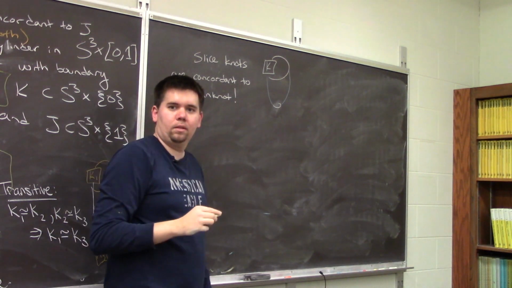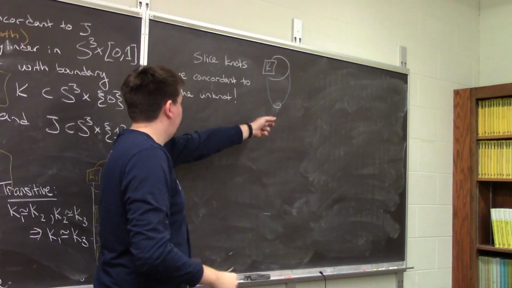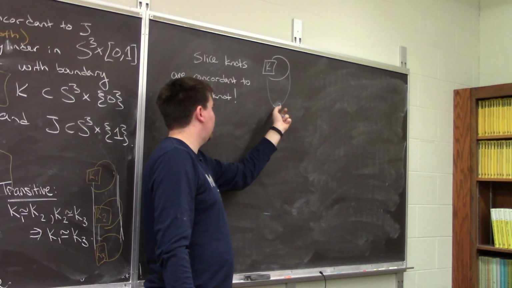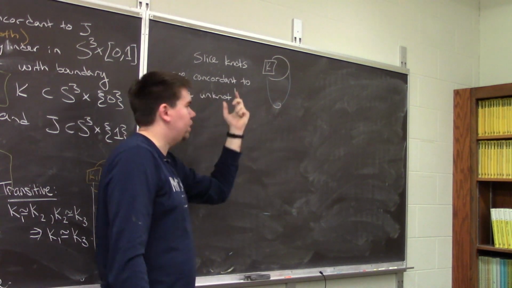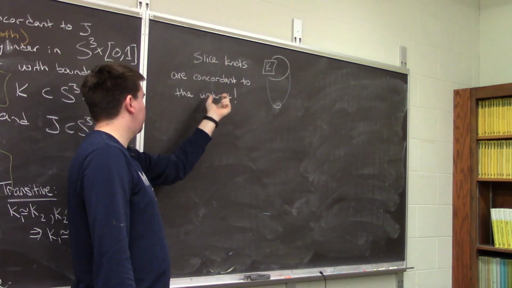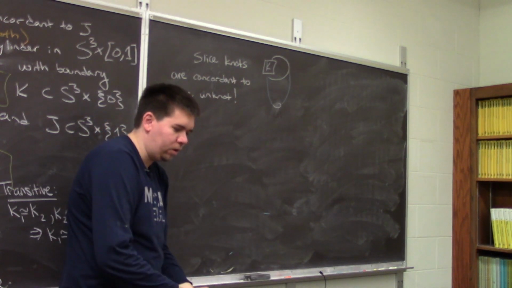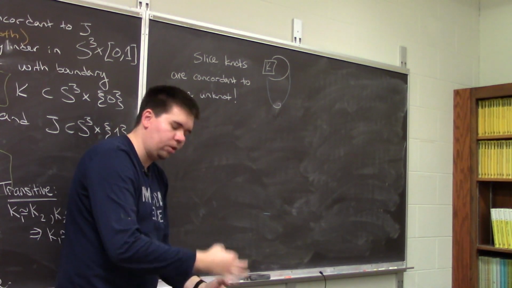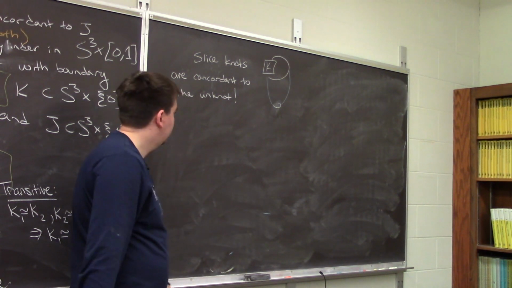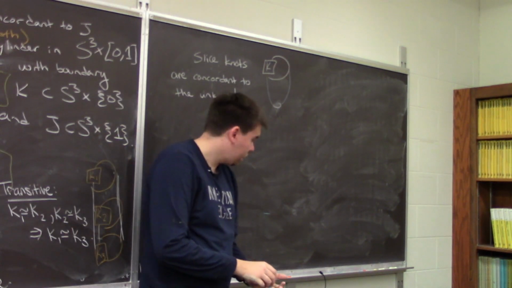Is that clear? And if you're concordant to the unknot, you can just fill in the unknot to get a disk. So it's equivalent. If you're slice, then you're concordant to the unknot. If you're concordant to the unknot, then you're slice. Bounding a disk in the 4-ball is the same thing as having a cylinder connecting you to the trivial knot, the unknot.